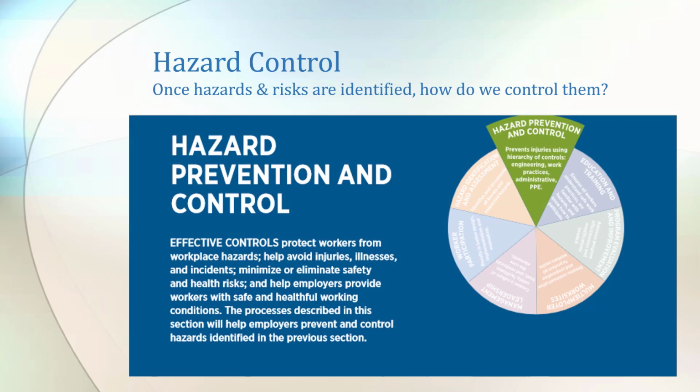So hazard control. The last step was hazard assessment, and we used the tools that were available. We investigated. We listened to the employees and their concerns. We went to the chemical's SDS, and now we need to control it. One of the things, and again, very important, going to be on the test, is we're going to use the hierarchy of controls.